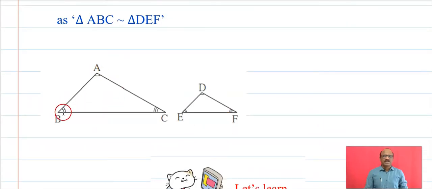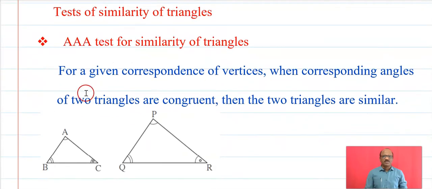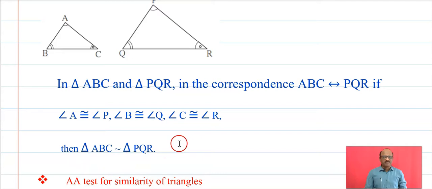This is the figure of triangle ABC and triangle DEF. Now let's learn the tests of similarity of triangles. Angle test for the similarity of triangles: for a given correspondence of vertices, when the corresponding angles of two triangles are congruent, then the two triangles are similar. That is, in triangle ABC and triangle PQR, in the correspondence ABC to PQR, if angle A is congruent to angle P, angle B is congruent to angle Q, angle C is congruent to angle R, then triangle ABC is similar to triangle PQR.